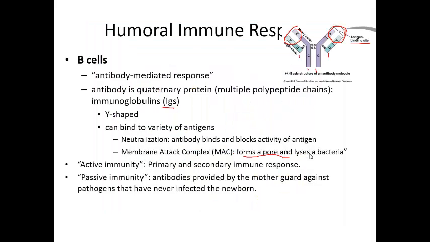There are 2 different ways in which we acquire antibodies. One is through active immunity. That's your primary and secondary immune response when you are exposed to an antigen. The other form is called passive immunity. You're not exposed to the antigen. You actually get antibodies from your mother. These antibodies are found within breast milk. So the newborn baby is resistant to any antigen that the mother is resistant to.